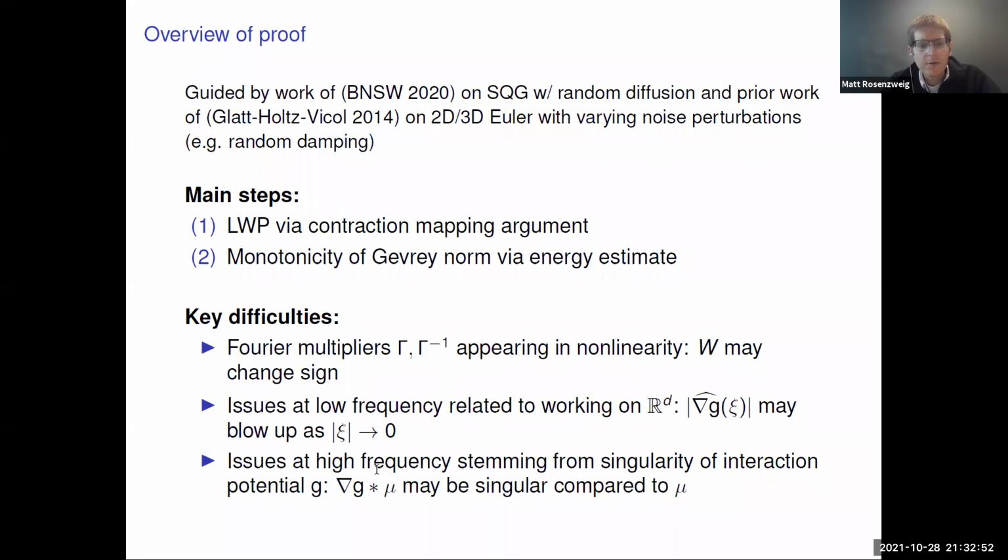The other issue that I want to highlight is that we have problems at high frequency stemming from the fact that this interaction G can be rather singular. I'm not really assuming much about it. In particular, if I look at the gradient of the convolution of G with the scalar mu, this can be singular with respect to mu, as opposed to smoothing, for instance, in the Euler case, or of the same order in the inviscid SQG case.